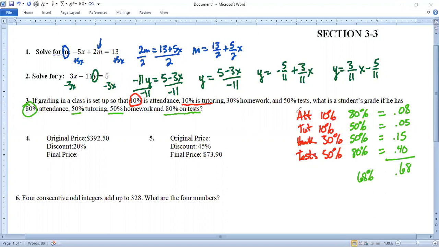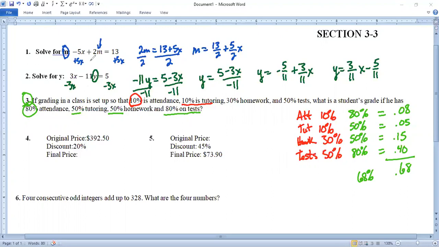Even though he got B's on his attendance and tests, because he slacked off on homework and tutoring, he only ended up with 68%. This is a very common grading scale, and this is what happens to the grades. And notice if he would have done all of his homework, this would have been up at a total 30%. He could have gone up to like an 83% or something on that. Not bad. So homework made a huge difference for him.